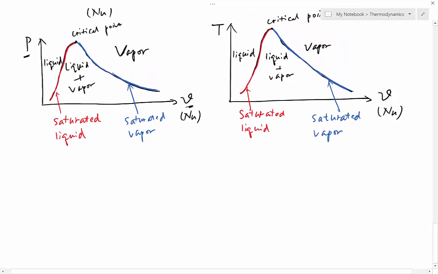Okay, so a few things we need to point out. Okay, first one, saturation state.